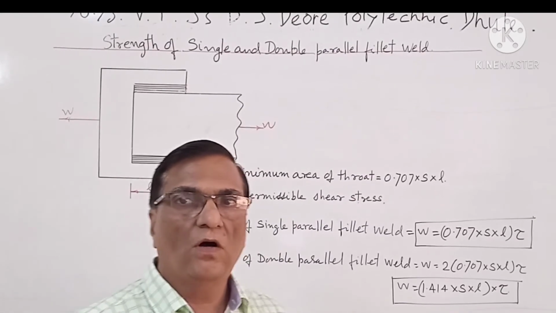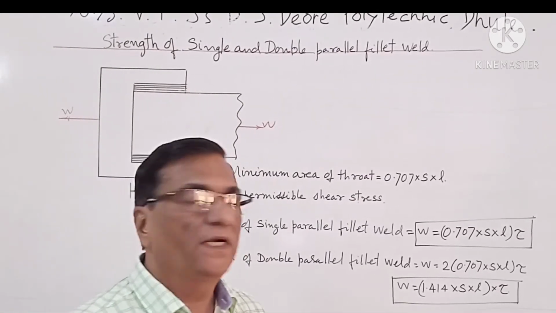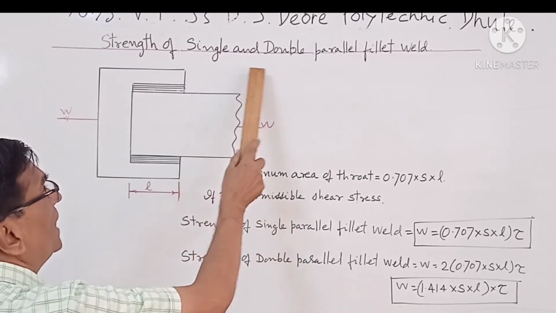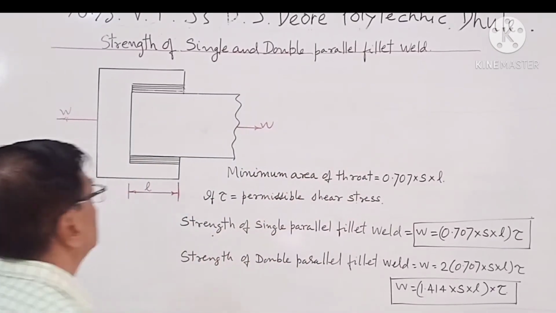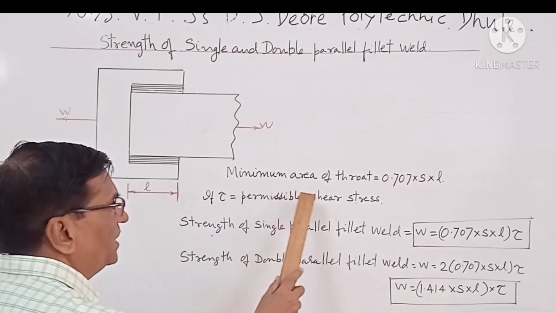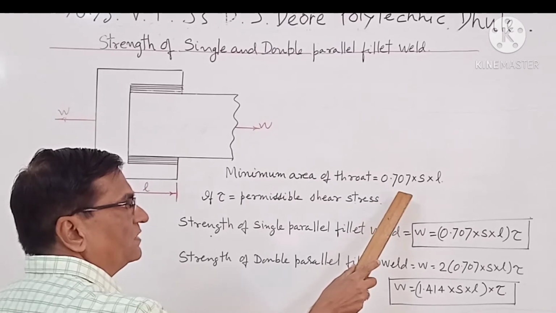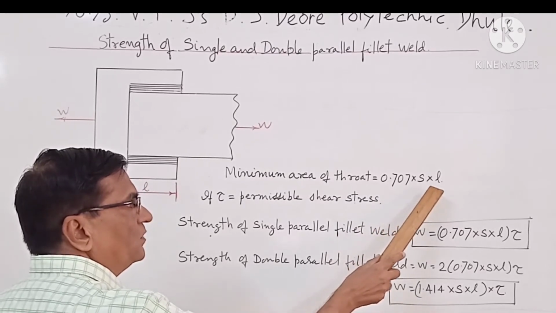Now the strength of single and double parallel fillet weld. Now the minimum area of the throat is given by 0.707 into S into L.